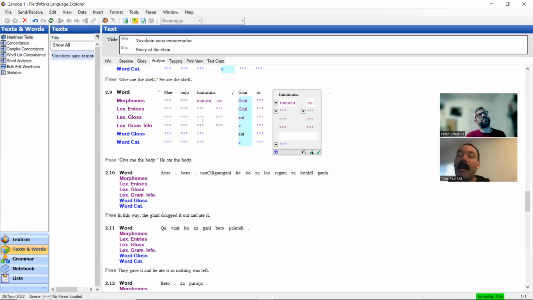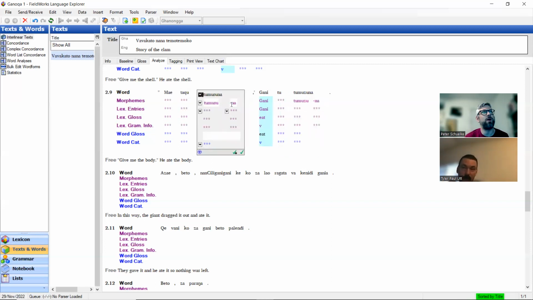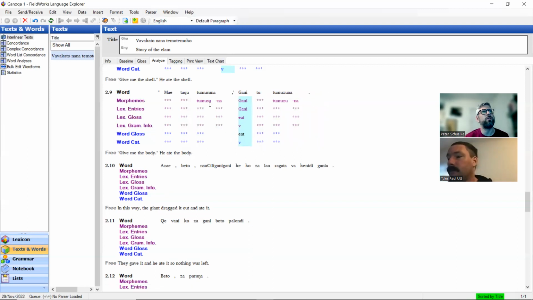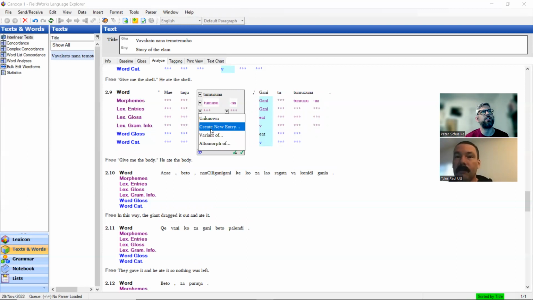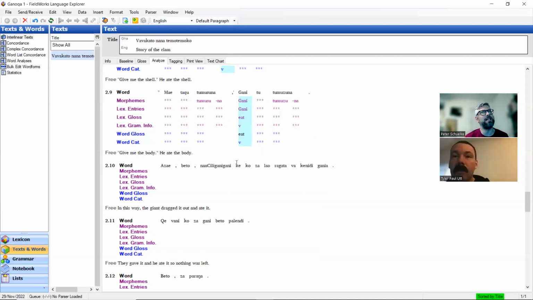We don't want to just blithely assume it's meaningless when it could be hiding something. I agree. So for now, we can leave it agnostic, but if we start to notice the pattern is more widespread, what we would do is create an entry. I'm on the wrong thing now. We'd create an entry for one of them, say create new entry, and then for the other one, we'd put allomorph of or variant of, depending on what we think it is. So Flex can still recognize both of them as being the same word.